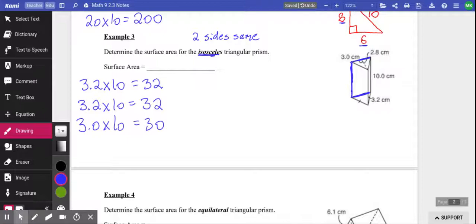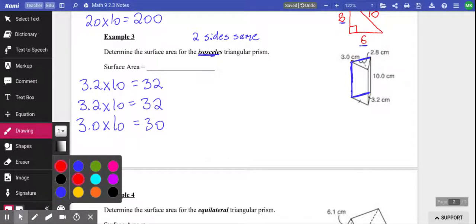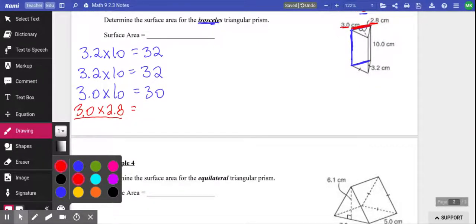Those are my 3 rectangles around the side. You then should have 2 triangles. Is it 3.0 times 10? Yep. The rectangles, you want to do the base times the height. In this case, the base is 3, and the height is the 2.8. And if you divide it by 2 and times it by 2, you'll get your answer, 8.4.